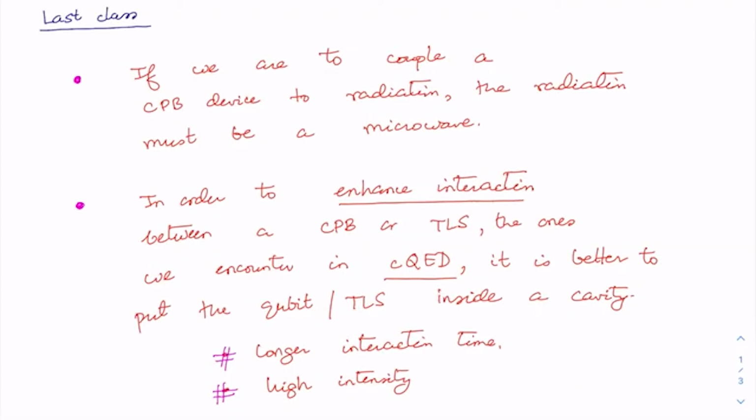In the last class, we completed our discussion on Cooper pair box. There we saw that if we are to couple a Cooper pair box device to radiation, the radiation must be a microwave, and in order to enhance interaction between a Cooper pair box or two-level system, the kind of two-level system that we encounter in circuit quantum electrodynamics, it is better to put the qubit or the two-level system inside a cavity because it will ensure long interaction time between the Cooper pair box and the radiation and high intensity of the radiation inside the cavity.